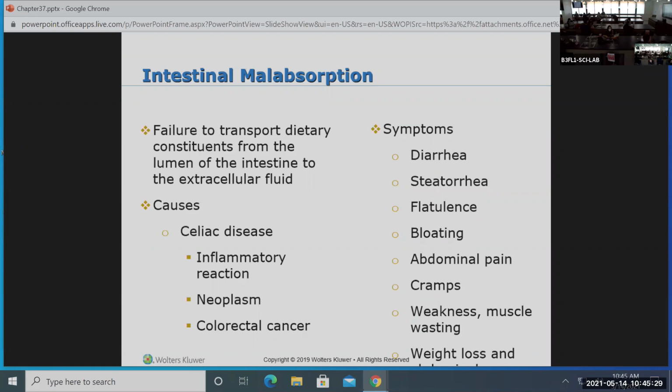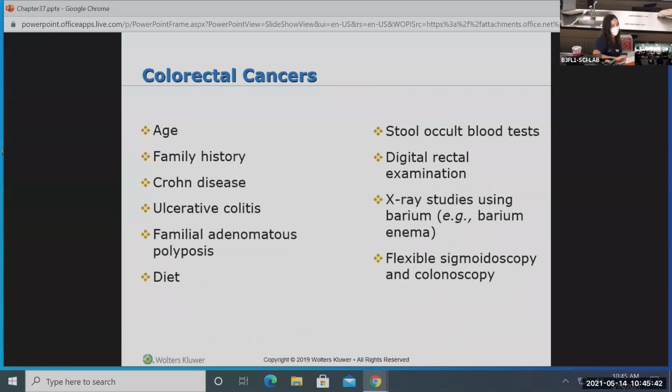Okay, so those are the presentations: maybe bloating, abdominal pain, cramps, weakness, muscle wasting, weight loss, and so forth. Now the colorectal cancers.